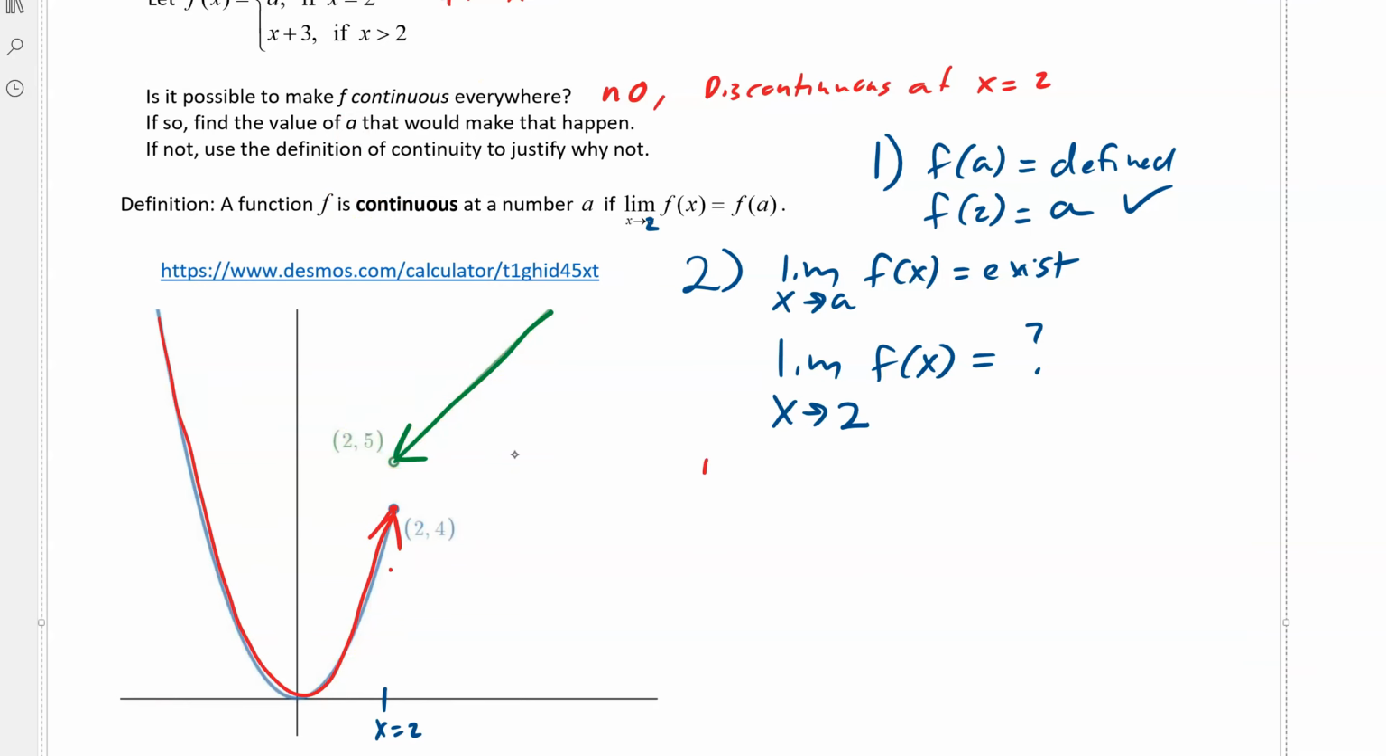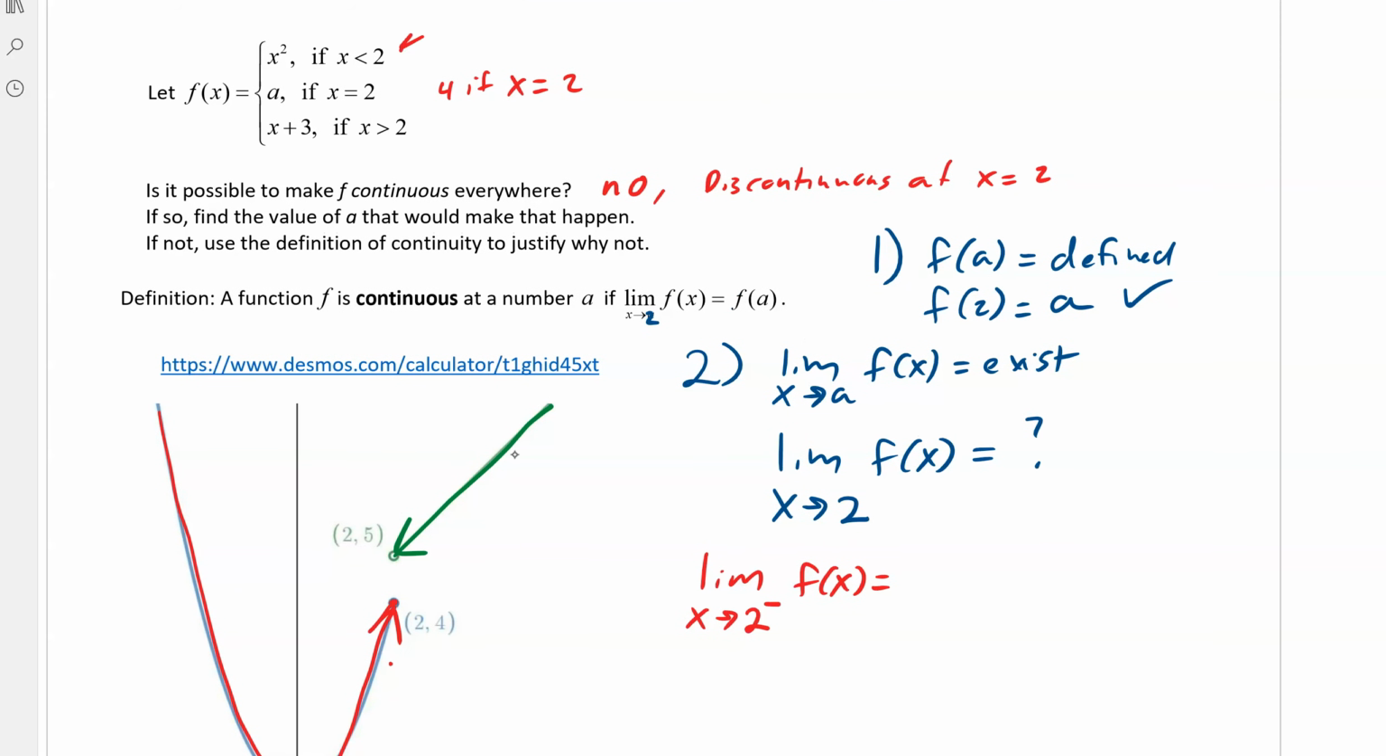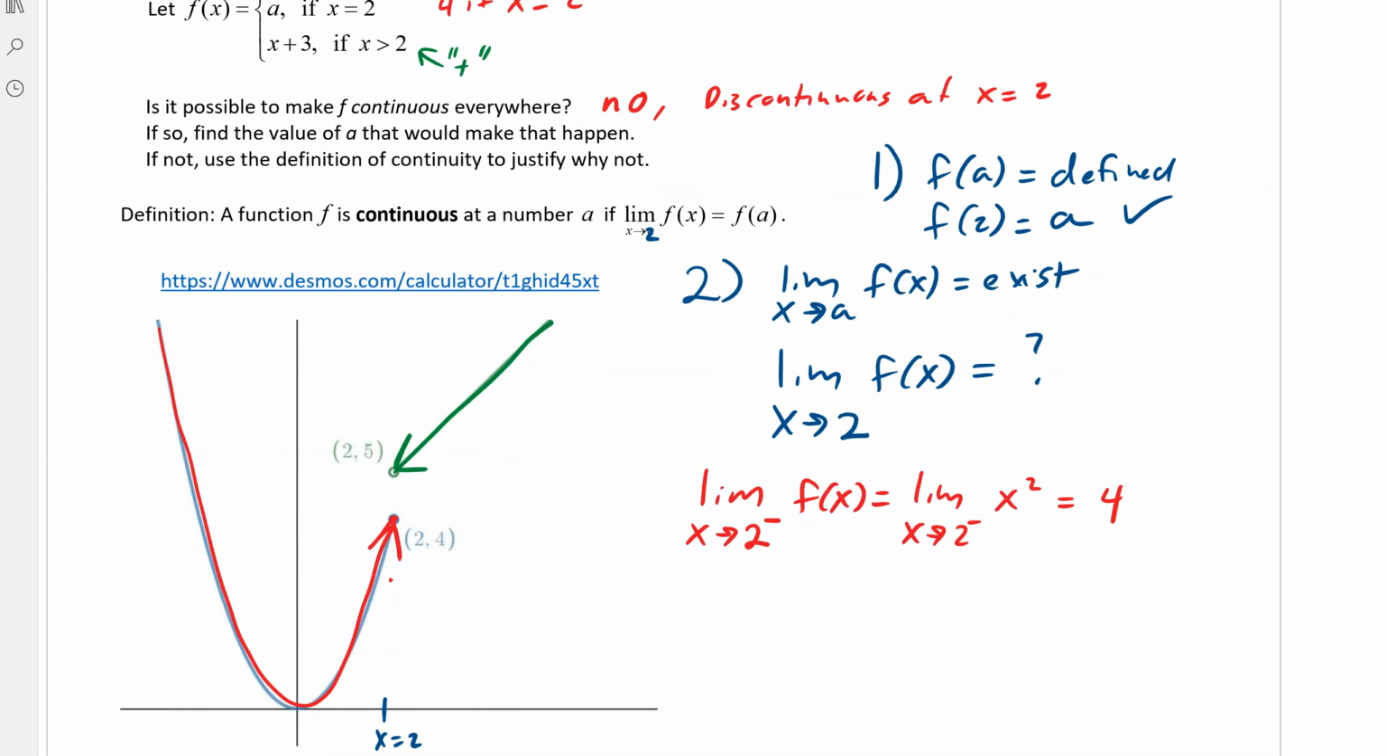Let's start with the left. The limit as x approaches 2 from the left of f of x would equal, and this one here is our left, and this one here is our right. Coming in from the left, we're getting the x squared, and now we can use substitution, so that would be 4. Then coming in from the right is the other one. The limit as x approaches 2 from the right of x plus 3 becomes 5. And those are not the same.